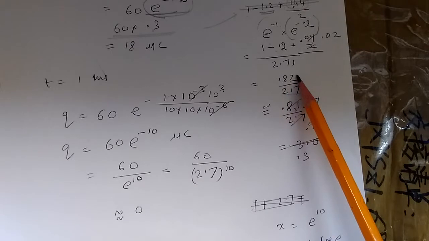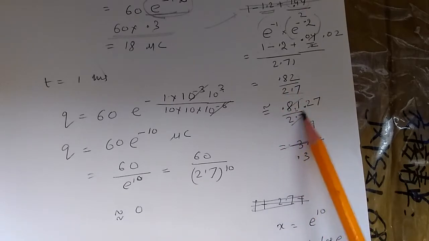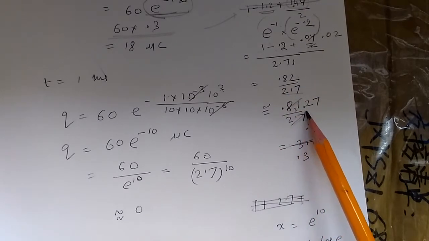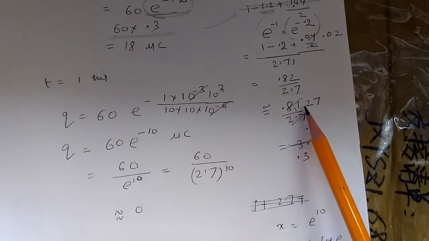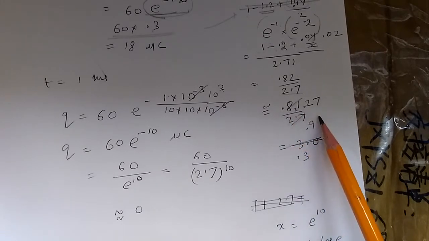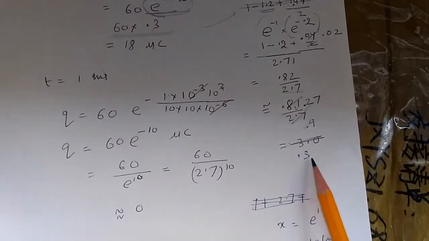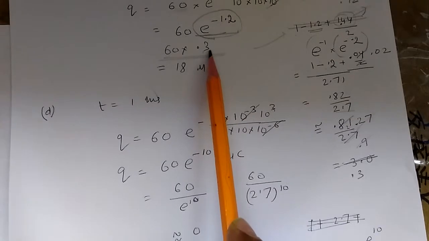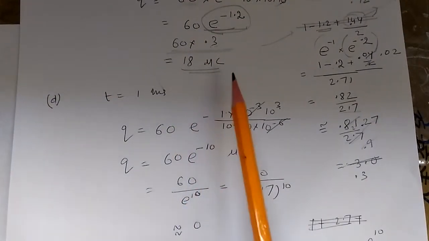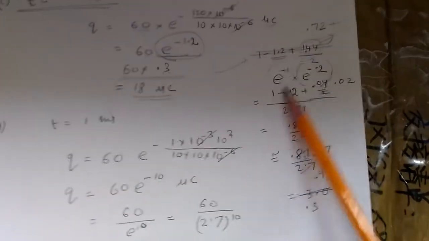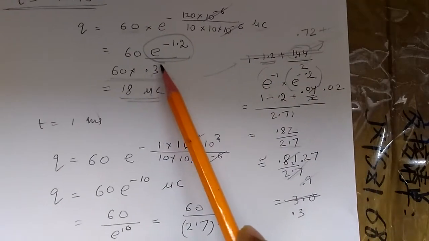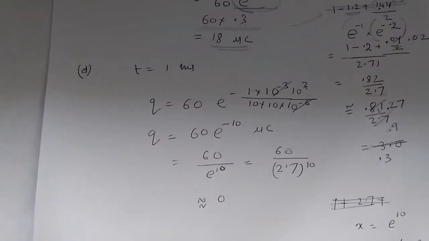So 0.82 we can write as 0.81 so that it's easy to divide by 27. So 3 times 27 is 81, and 9 divides this, so this becomes equal to 0.3. And then we can multiply this by 60, it becomes 18 microcoulomb. So something like that, you have to keep these things, because you are not allowed a calculator in the exam, so you need to do these things.